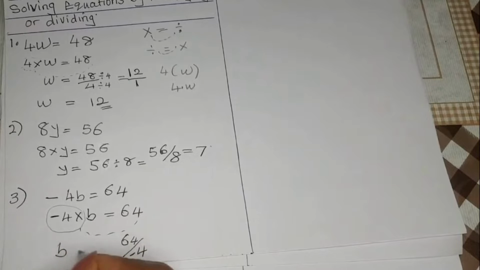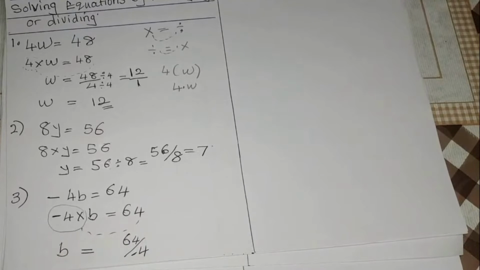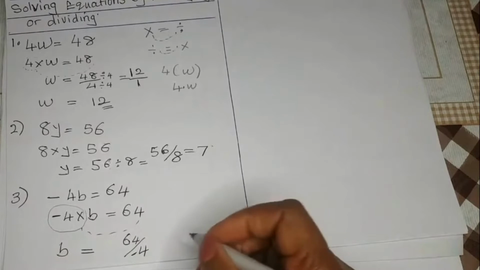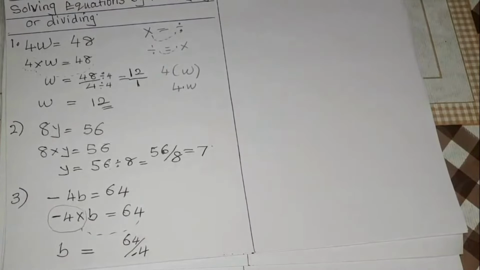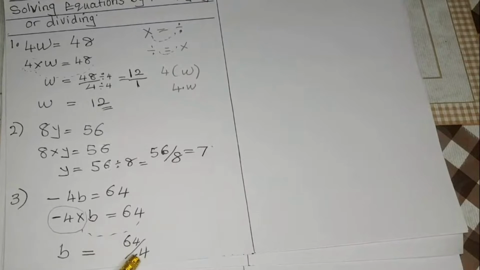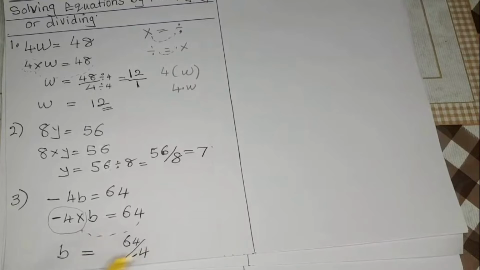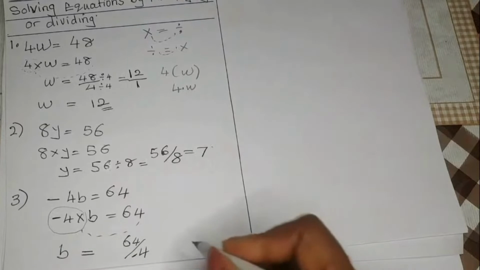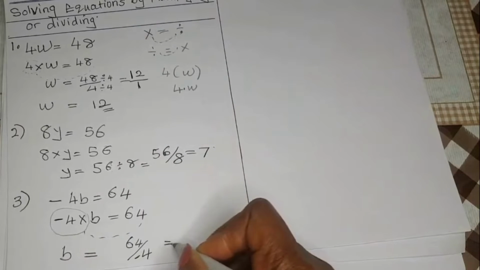So our b is going to be what? Remember, if you have one of the numbers that has a negative on it, if 64 is negative, your answer will be negative. If both 64 and 4 are negative, your answer will be positive. We have done this before. Go check the other videos.